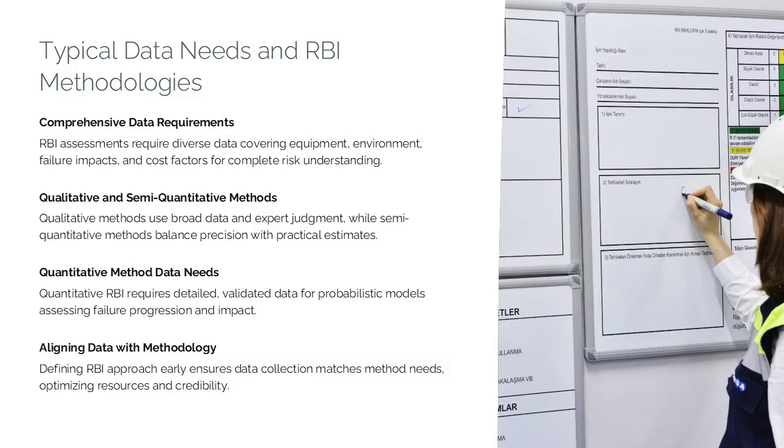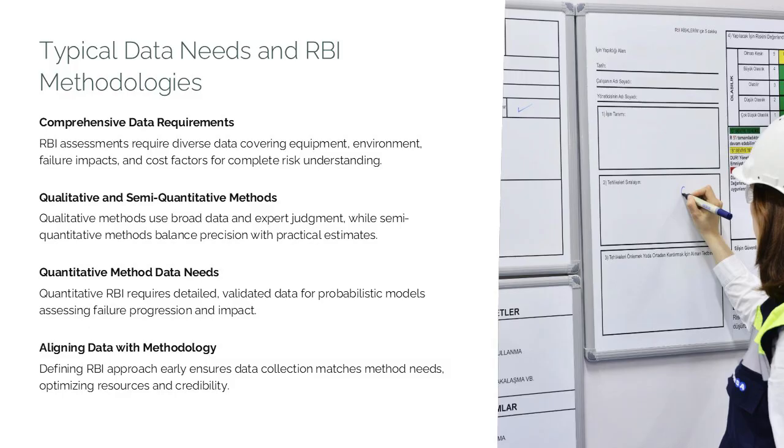Quantitative RBI methods, on the other hand, require detailed, high-quality data to support logic models, physical consequence models, and probabilistic calculations. These methods evaluate combinations of events that may lead to failure and assess how hazards progress and impact people, the environment, and assets. As a result, quantitative RBI places greater demands on data accuracy, completeness, and validation.